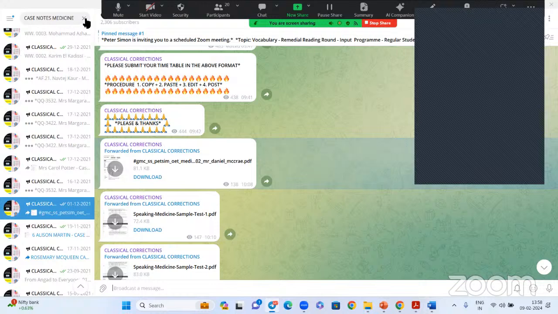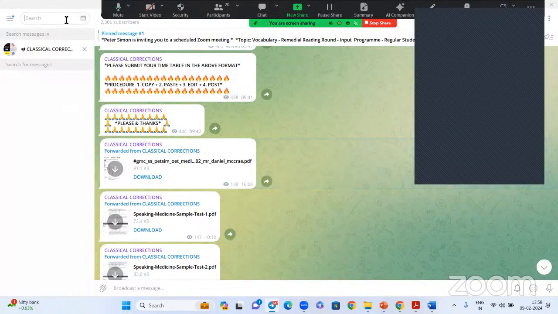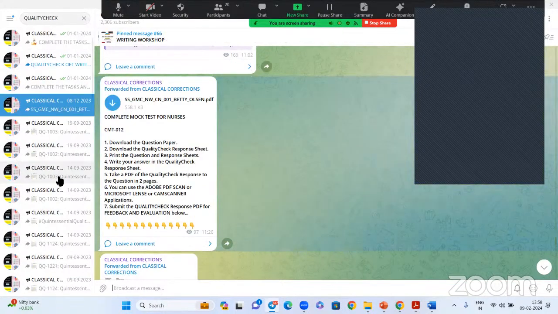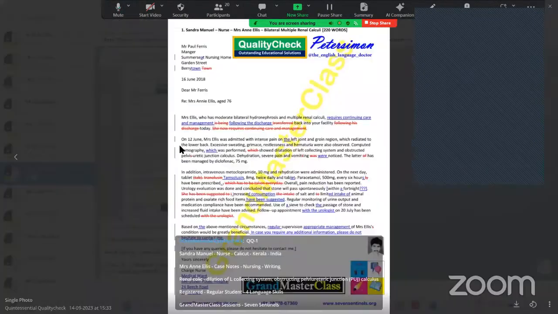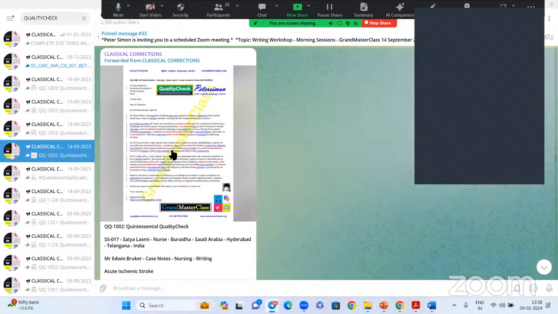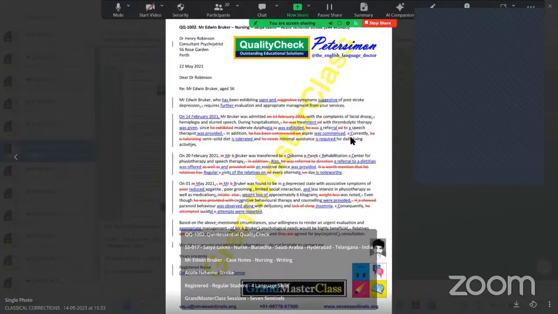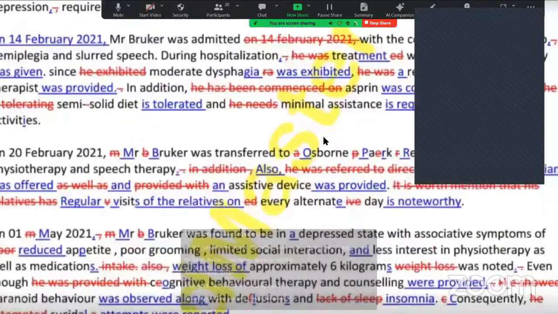Now, if you want corrections, you can say QQ, quality check. So if you check quality check, these are the letters, quality check letters, okay? So quality check letters, you can see how the letters are corrected and you can notice them.